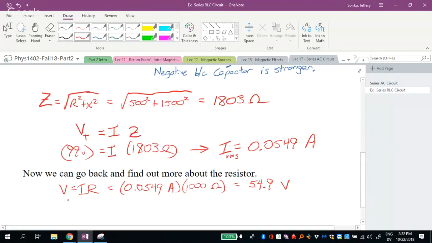And we can do P equals V times I, which is 54.9 volts times 0.0549 amperes, which is 3.2 watts.